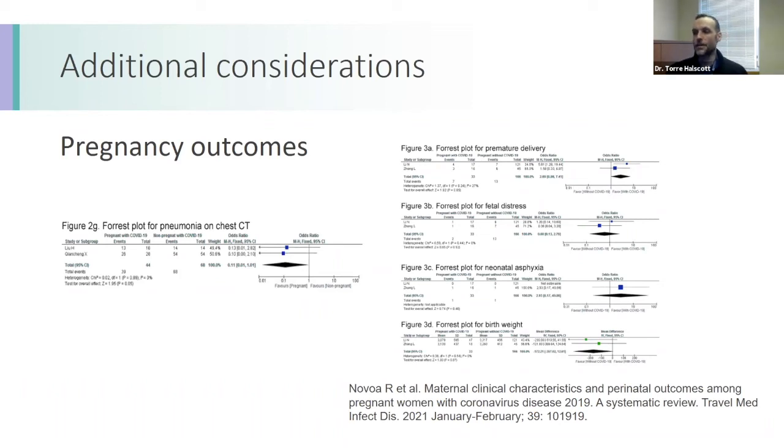Premature delivery, again, significant or nearly significant. Fetal distress, no difference. Neonatal asphyxia, no difference. And low birth weight in this review as well found a trend to significance for low birth weight, which is similar and also based on a lot of the same studies.